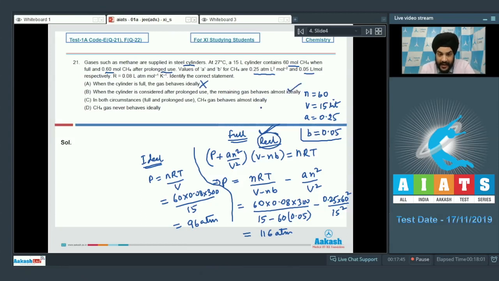To talk about the third statement now, in both circumstances, full and prolonged use, methane gas behaves almost ideally. This is not correct, students. In the initial stage, the gas did not behave ideally, but when it is considered after prolonged use, it behaves ideally. Okay. If we talk about the D option now, methane gas never behaves ideally. This is also incorrect. So out of these given four statements, students, we can clearly see that only option B has to be marked as the correct answer to this question. Let us move on ahead to the next question now.